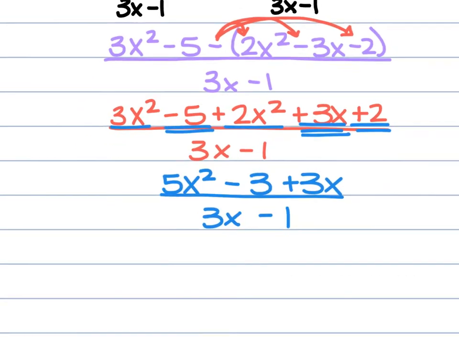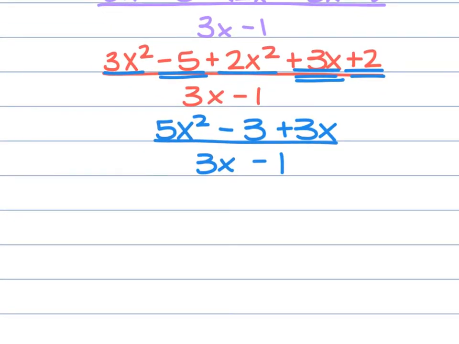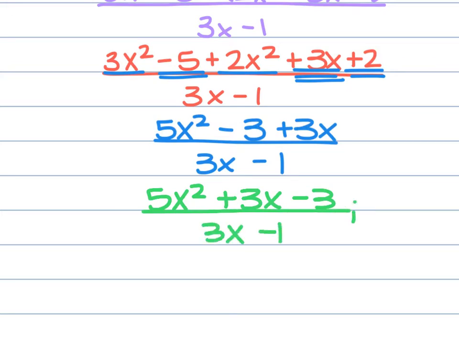Now, when you go to rewrite this and tell me what x is not equal to, you want to put it in standard form, especially with your numerator. So it's going to be 5x squared plus 3x minus 3 over 3x minus 1, where x cannot equal 1 over 3.